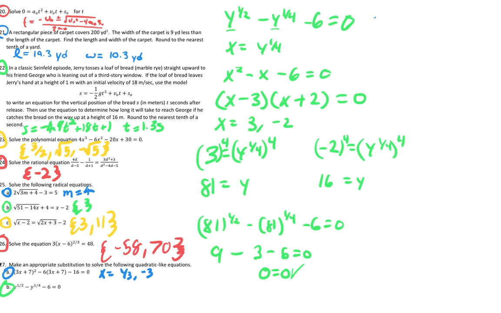Good. Now if we do when it equals 16, we get 16 to the 1/2 minus 16 to the 1/4 minus 6 equals 0. And we'll get 4 minus 2 minus 6 equals 0. And we'll end up with negative 4 equaling 0. So we need to reject this y equals 16, leaving us with y equals 81.